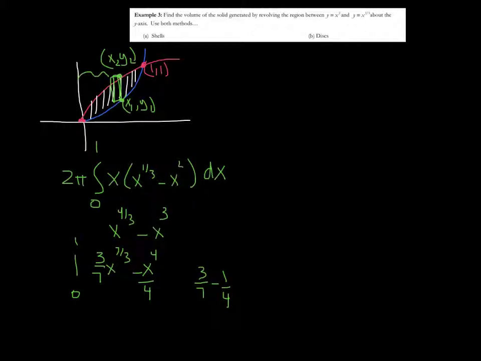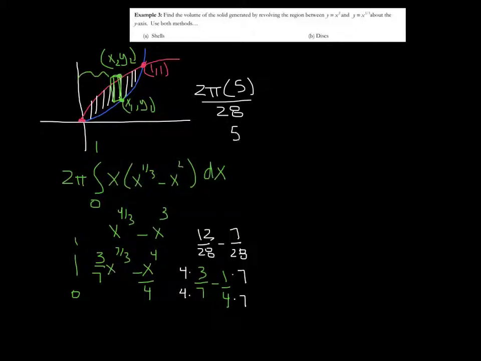So now we just need to get a common denominator, which looks like it's 28. Let's do a little simple math here. We'll multiply this one by 4, multiply this one by 7. And so what do we get? 12 over 28 minus 7 over 28 equals 5 over 28. But don't forget to multiply by 2 pi. So 2 pi times 5 over 28 gives us 10 pi over 28, or 5 pi over 14. And that is the answer using the shell method.